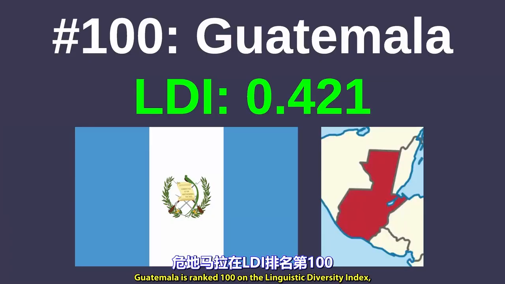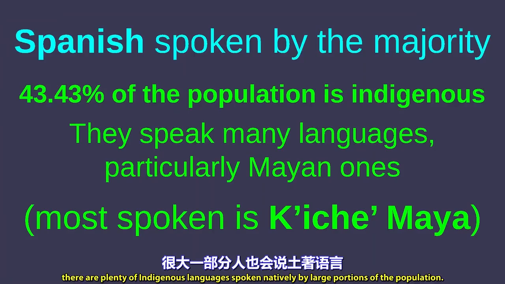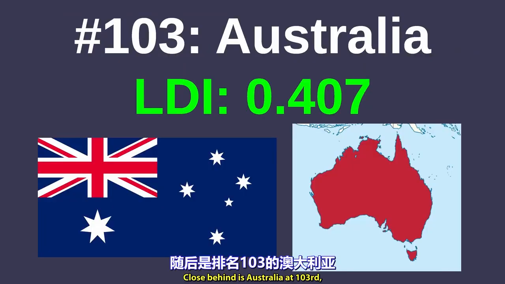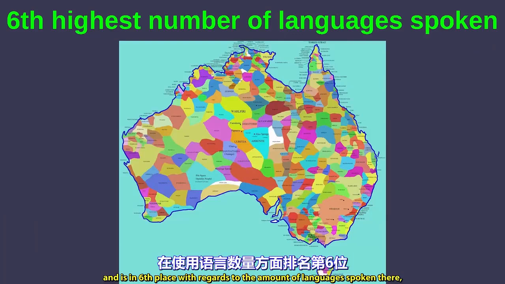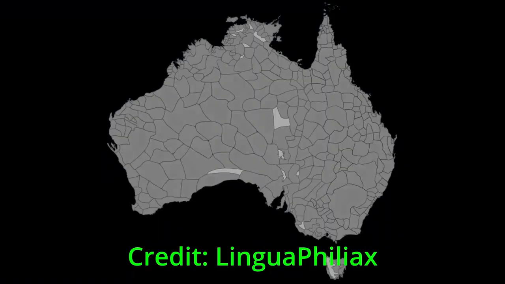Guatemala is ranked 100 on the Linguistic Diversity Index, since while a majority of the country speaks Spanish, there are plenty of indigenous languages spoken natively by large portions of the population. Close behind is Australia at 103rd, and is 6th place with regards to the amount of languages spoken there, thanks to all the Aboriginal languages present.